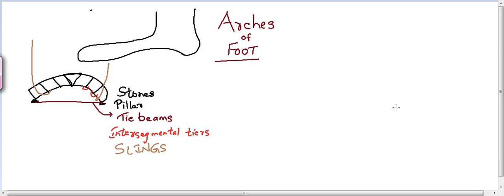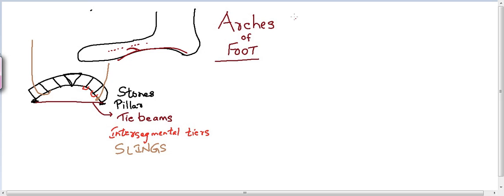Today's interesting topic is the medial longitudinal arch. In the foot we have three arches actually. On the medial side of the foot we have the medial longitudinal arch. On the lateral aspect of the foot we have the lateral longitudinal arch. And between the two, from side to side, we have the transverse arch.